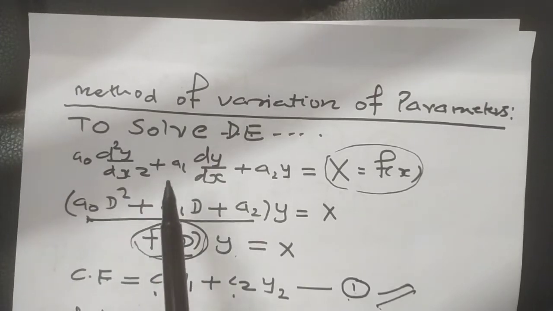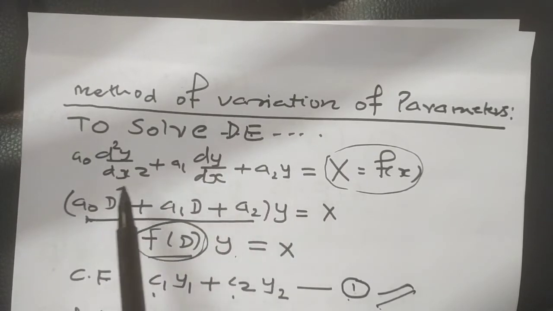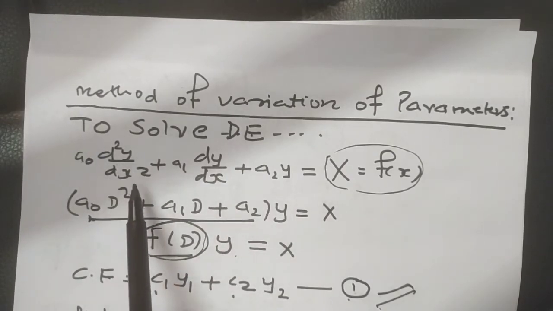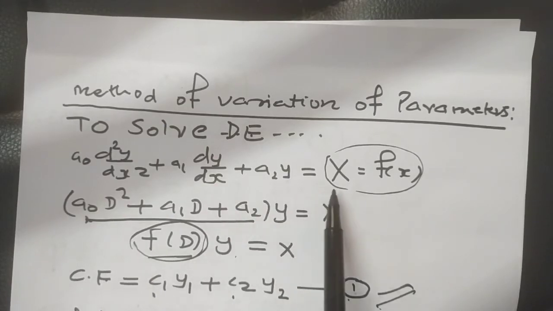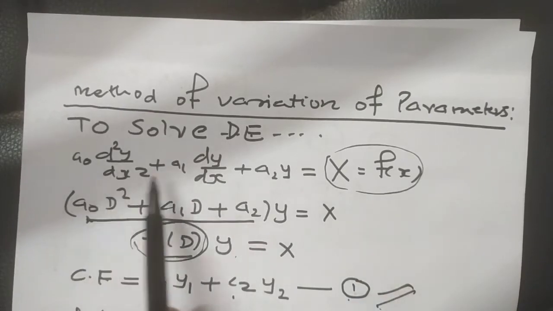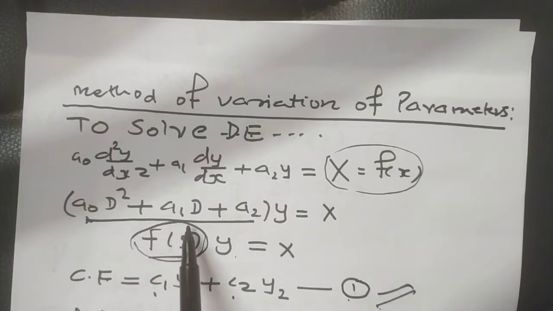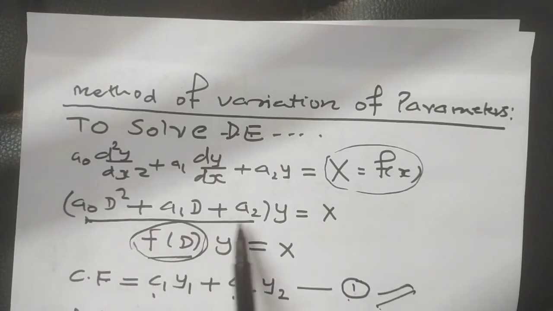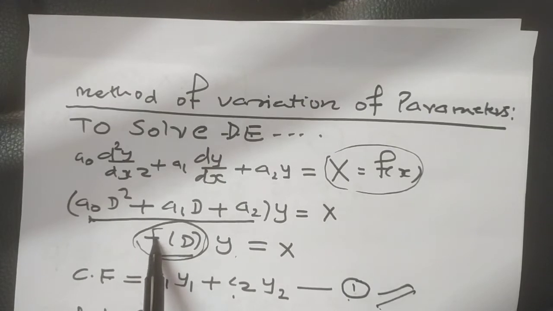What is this method? To solve the differential equation, I have considered a typical second order one. It is a0 d2y by dx square plus a1 dy by dx plus a2y is equal to capital X, where capital X is a function of x. a0, a1, a2 are constants actually. Now we write down this equation in the symbolic form.